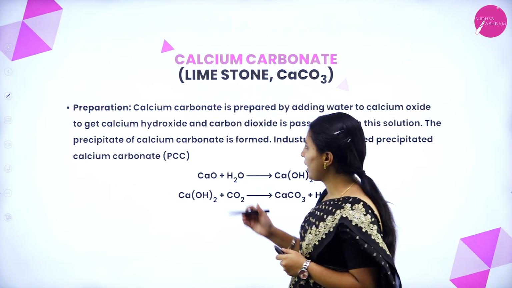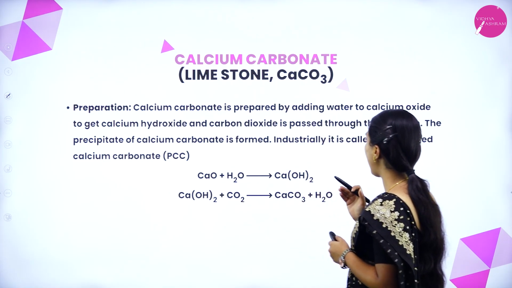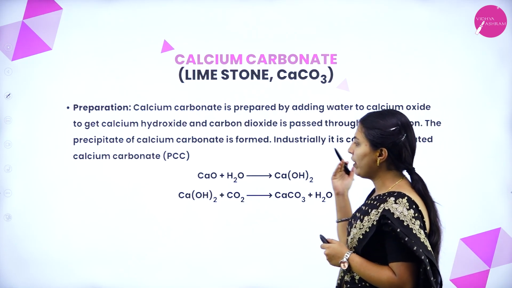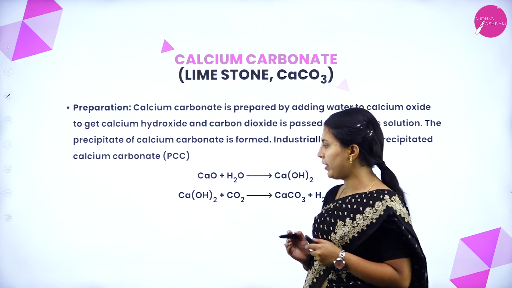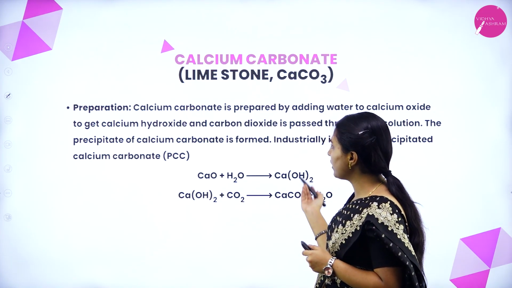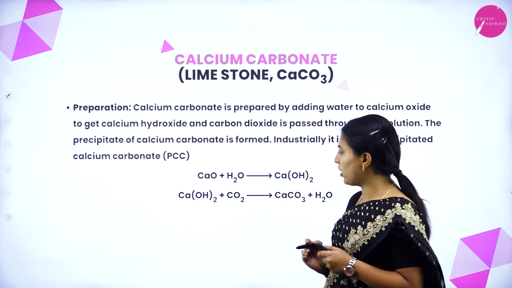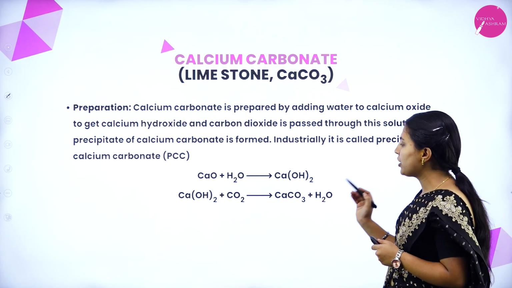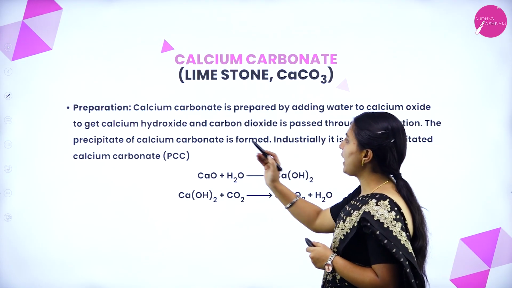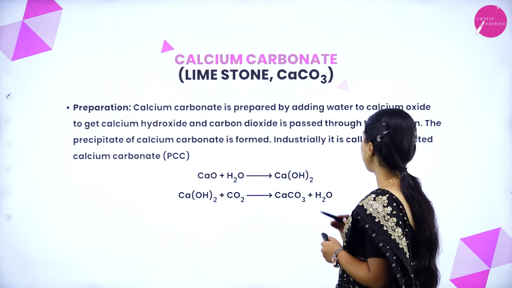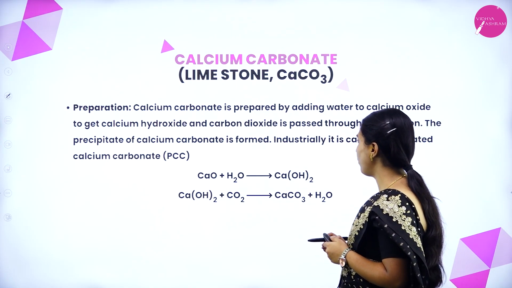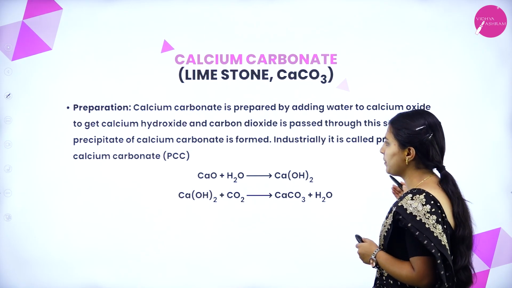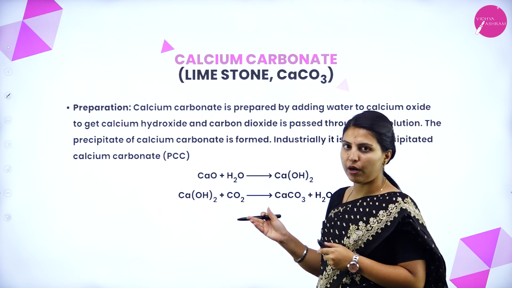Next, preparation. Calcium carbonate is prepared by adding water to calcium oxide. When calcium oxide is treated with water, obviously it will form calcium hydroxide. When calcium hydroxide is treated with carbon dioxide, calcium carbonate will be formed. To get calcium hydroxide, carbon dioxide is passed through this solution, and the precipitate of calcium carbonate is formed. Industrially it is called precipitated calcium carbonate.